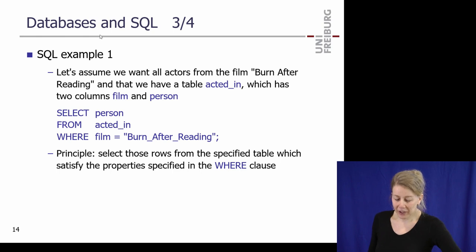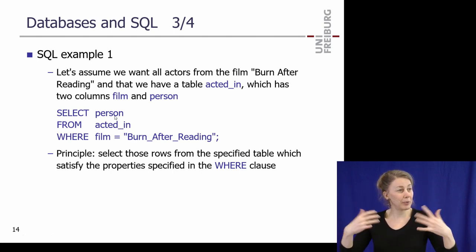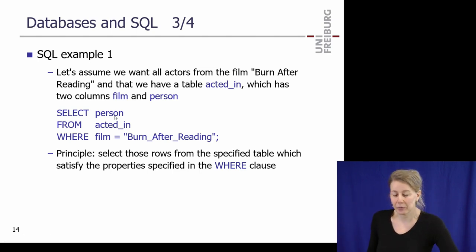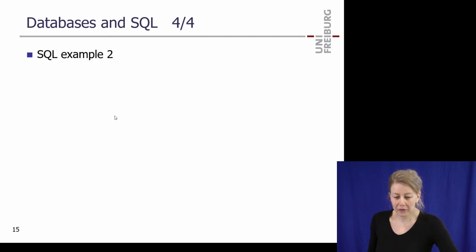So we already said that you just select rows from a table with certain properties specified in the where clause. In the select clause, you say, what should I display? The result is always a table in database world, also in SPARQL, in RDF world. It's the same. Here's some more.